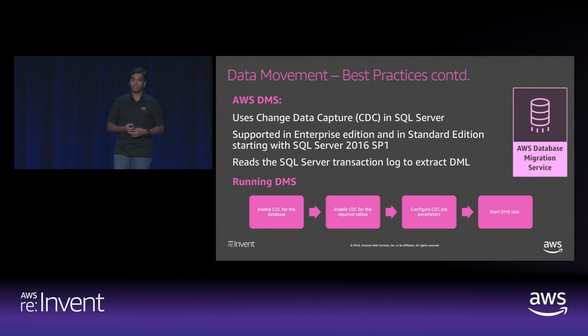However, we do have wrapped stored procedures that you can call that will enable CDC. It's pretty cool that Microsoft made CDC an SE feature also in 2016 SP1. So if you're on that version, you can always use CDC. The way DMS works is it reads the transaction log file, extracts the DML, and applies that onto your target. A typical task is you enable CDC at the database level, and then at the table level, and then there are some job parameters that I'll talk to you about in a bit. You configure those, and then you kick off your DMS task.